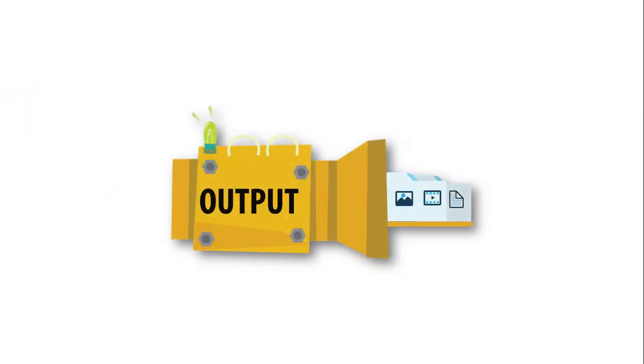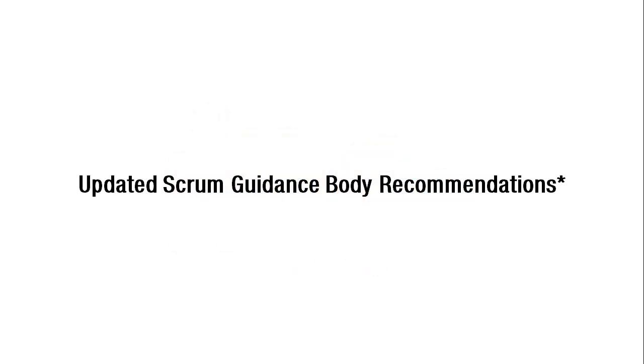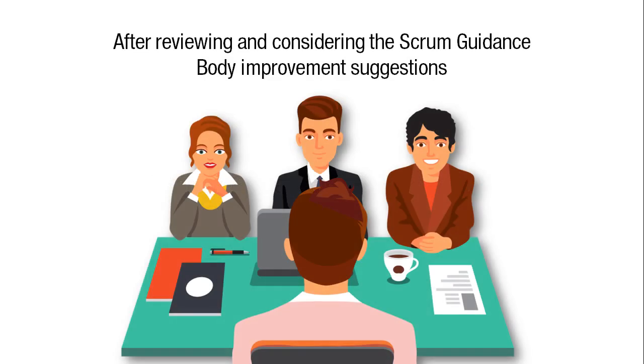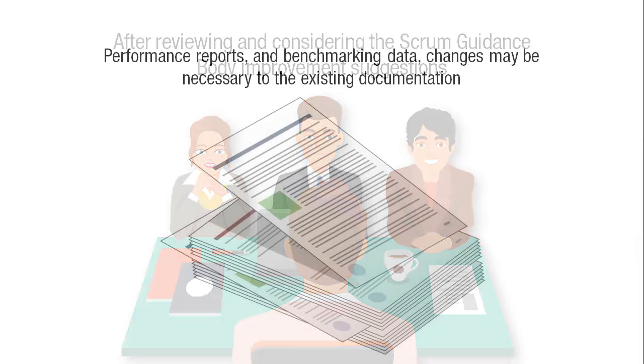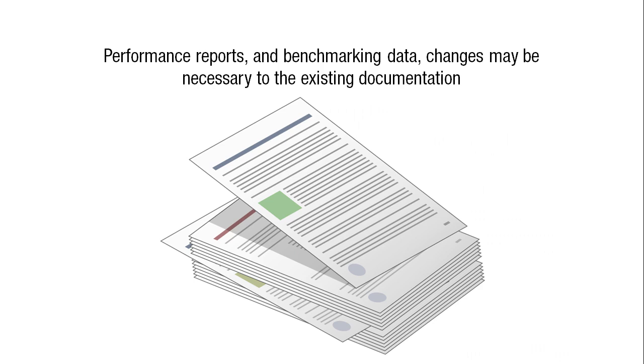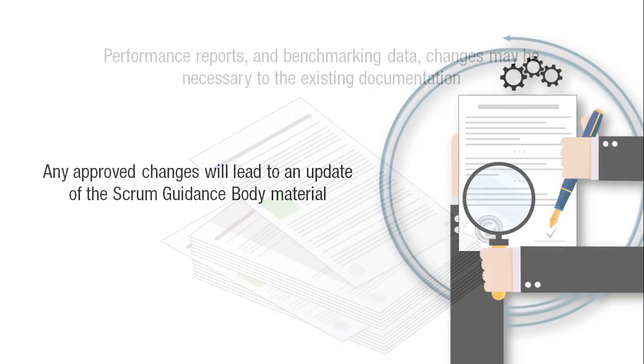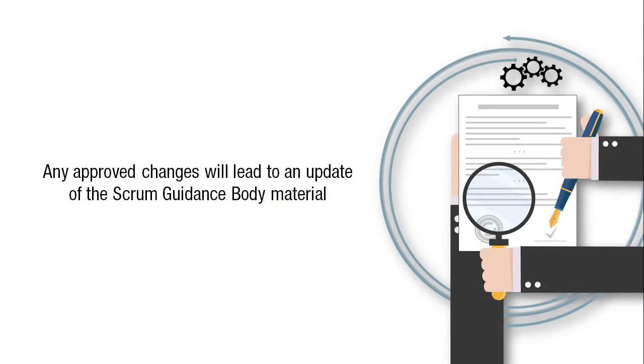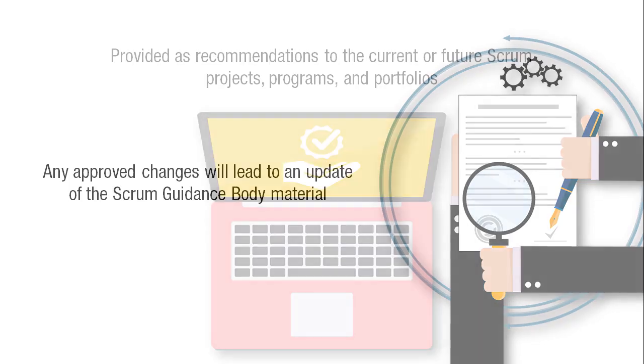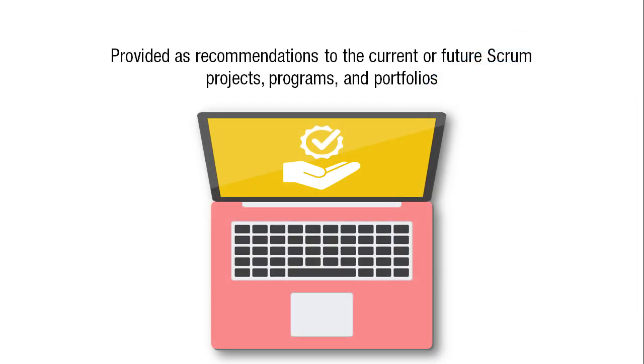Now let us go through the outputs of the Review and Update Scrum Guidance Body. Updated Scrum Guidance Body recommendations is the first output. After reviewing and considering the Scrum Guidance Body improvement suggestions, performance reports, and benchmarking data, changes may be necessary to the existing documentation. Any approved changes will lead to an update of the Scrum Guidance Body material and will be provided as recommendations to the current or future Scrum projects, programs, and portfolios.